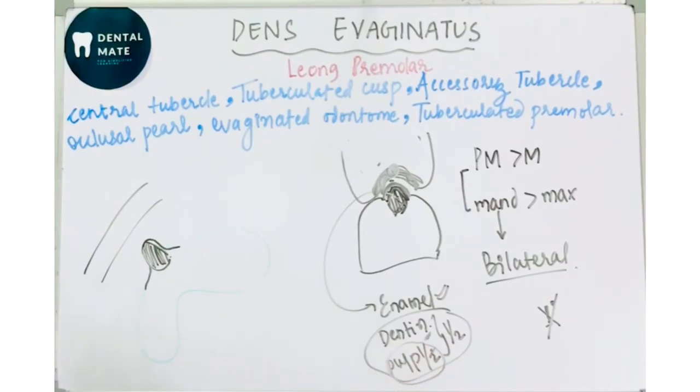Okay, so this is it about dens invaginatus, which is also known as Leong's premolar, the most common synonym, and otherwise occlusal pulp, invaginated odontome, tuberculated premolar, accessory tubercle, central tubercle and the tuberculated cusp.